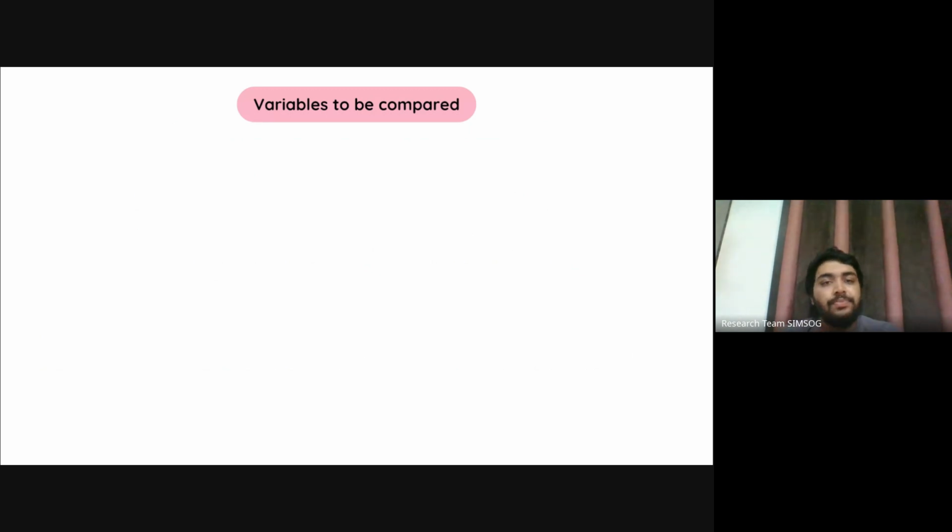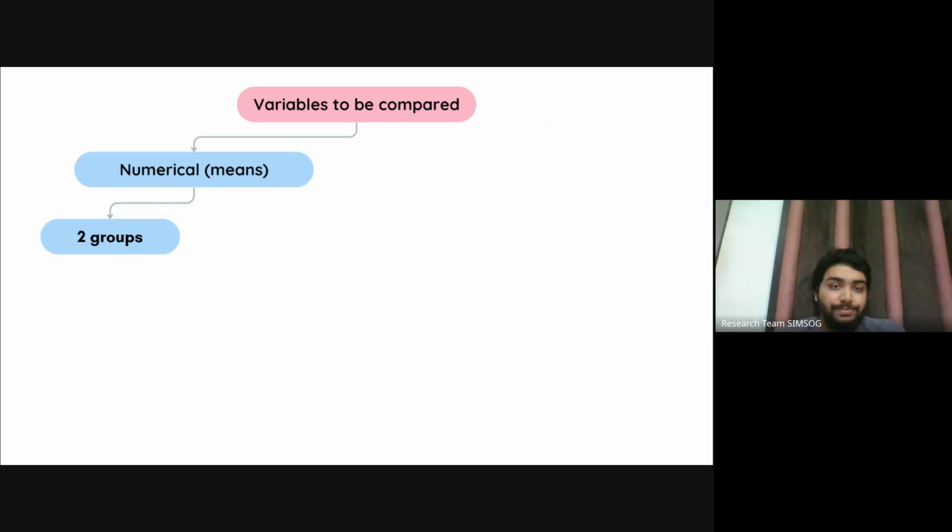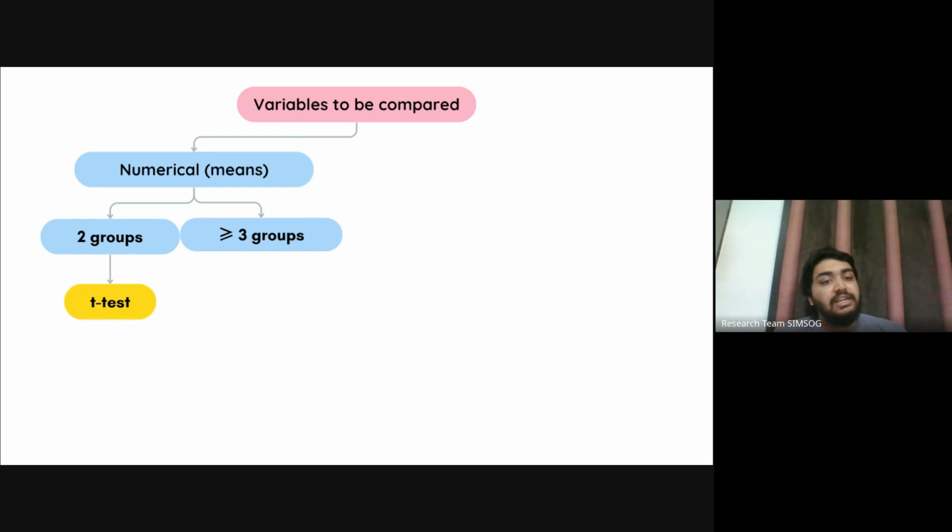Okay, so let's go. Variables to be compared, we have to check first. It could be numerical, that is, you want to compare the means, the averages of it. You have discussed that before. Now, one possibility is that it could be two groups, or three or more than three groups. If there are two groups, we will use the t-test. But if there are three or more groups, we will use the ANOVA test.